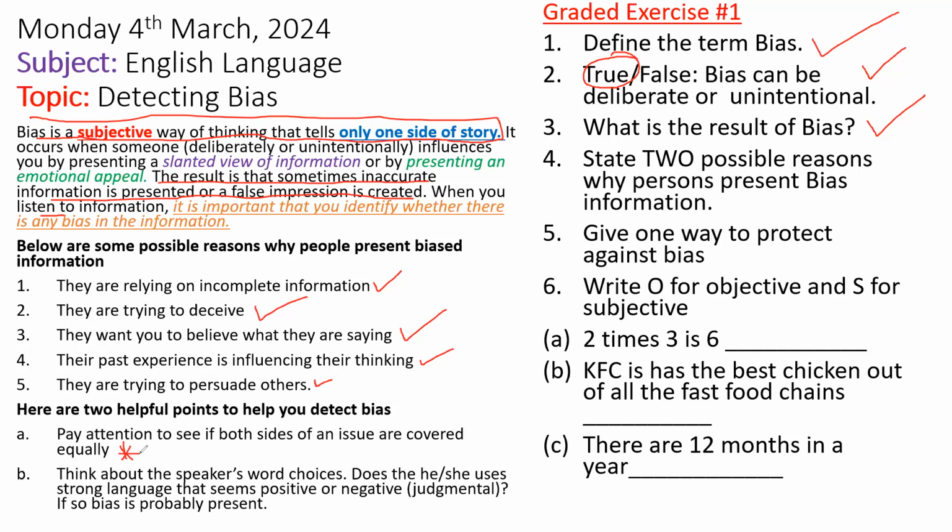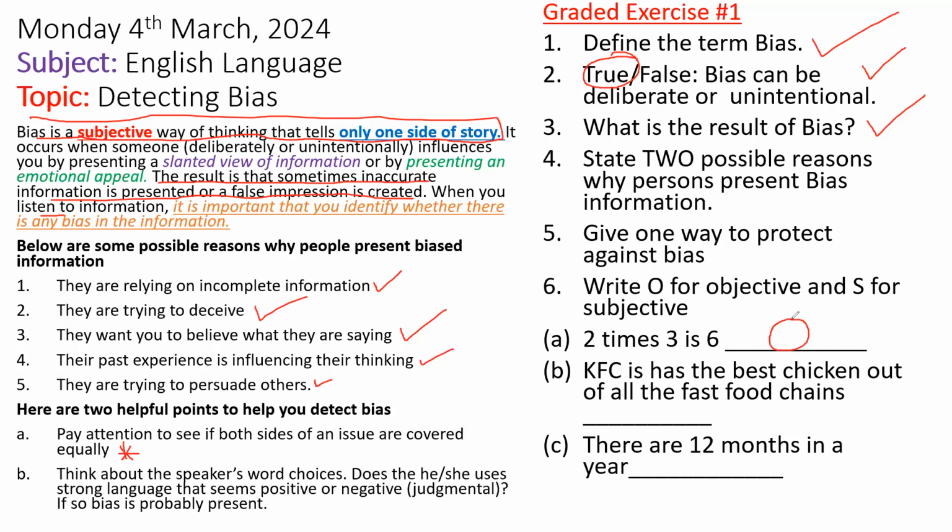All right, and number 6. A, 2 times 3 is 6. Is that objective or subjective? Objective. Why is it objective? Because it's a fact. It doesn't change. It doesn't matter what persons may think or how persons feel. 2 times 3 is always 6.